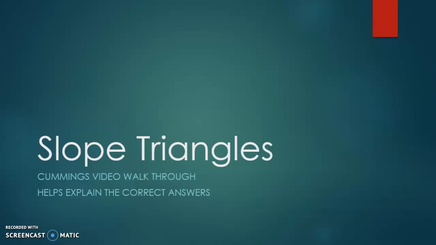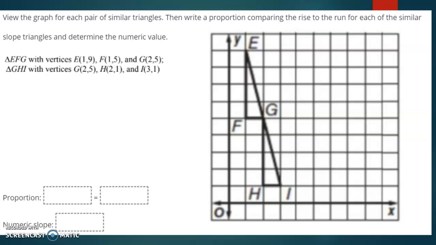It is the slope triangle. The first problem: view the graph for each pair of similar triangles and write a proportion comparing the rise to the run of each similar triangle. Slope triangles are determined by the numeric value.